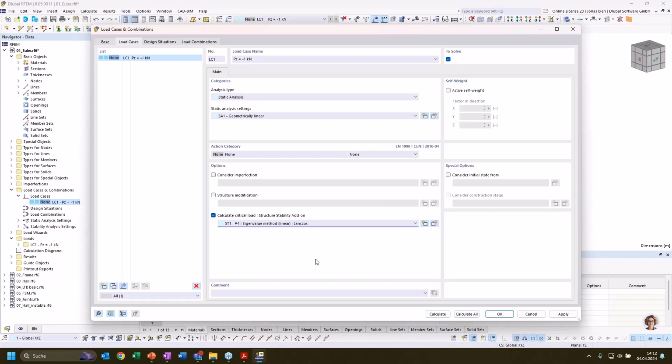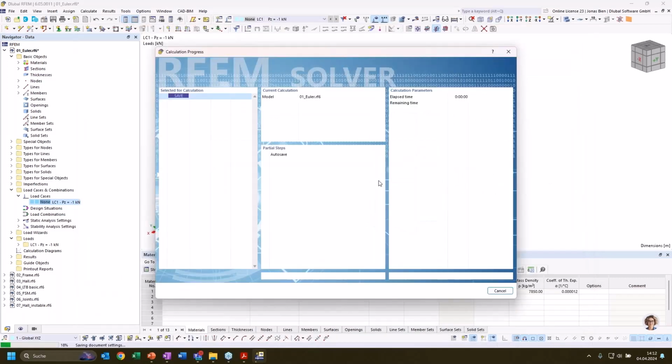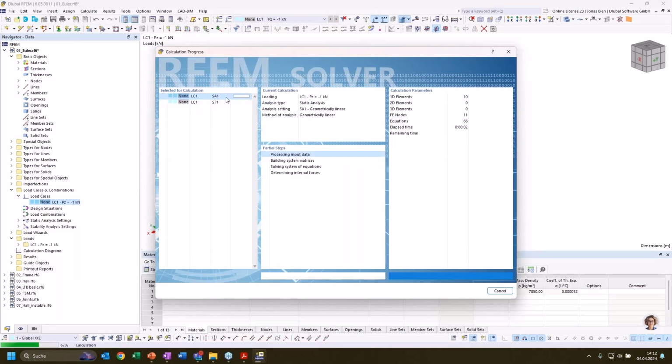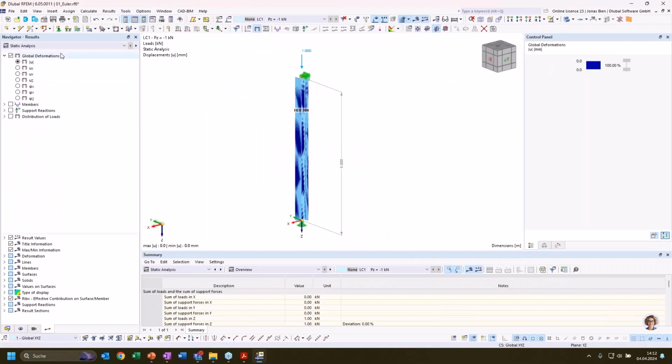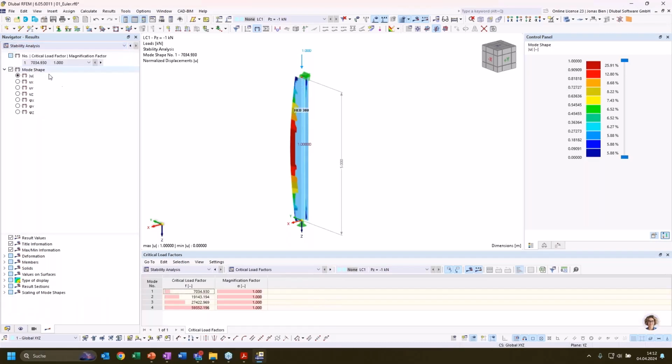Then this default solver will throw an error and suggest another solver variant. But with these default settings, I can just run the load case. Now the first thing the program is doing is solving the static analysis, and then it solves the stability analysis. When I have performed the stability analysis, I not only get the results for the static analysis, but I can also switch to the stability analysis results by this drop-down menu here.